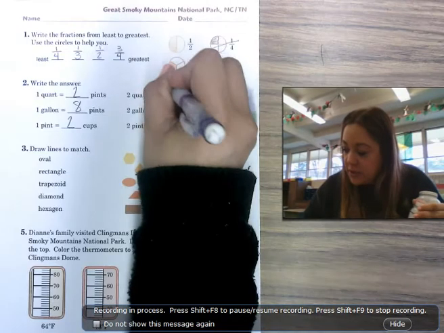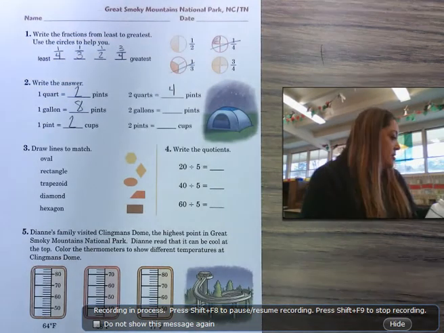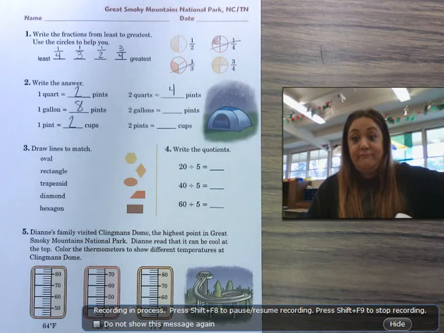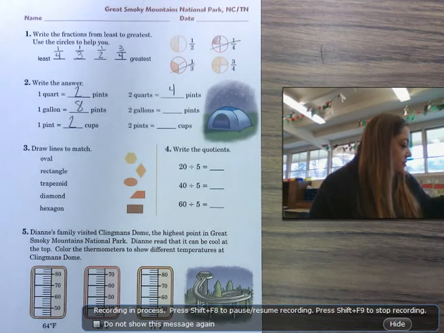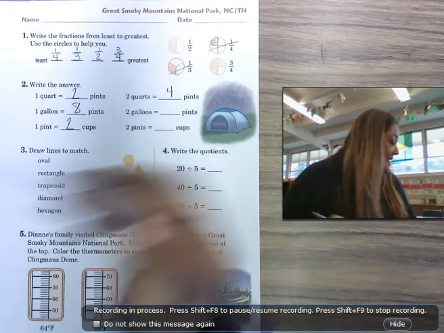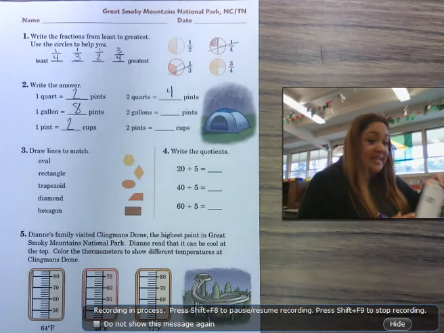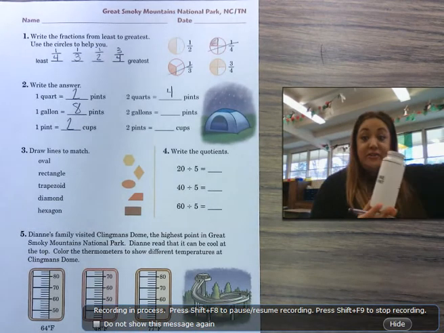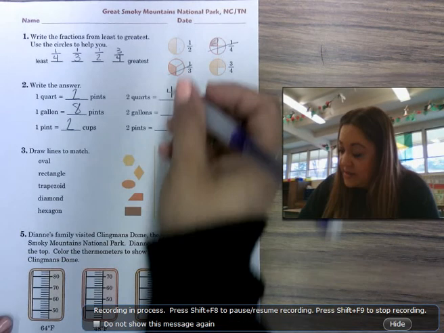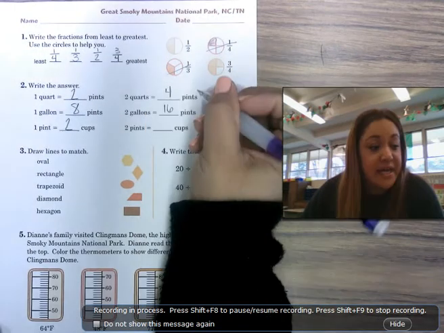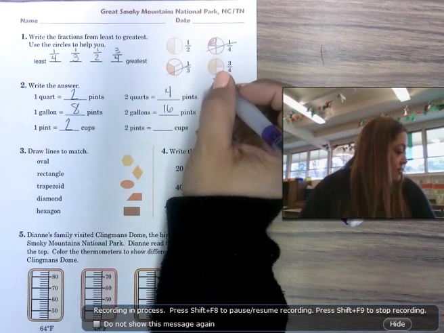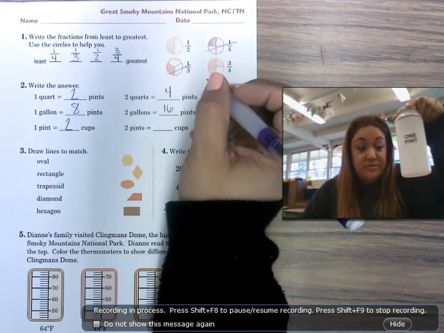2 gallons. Remember what a gallon is? This huge honkin' jug. That's a gallon. So for my 2 gallons, I'm gonna need 16 of these guys to fill in this daddy right here. Yep, that's right. So let's write down 16. And then 2 pints. How many cups do I need for 2 pints? 4 cups. 4 cups to fill in 2 of these. So let's write down 4.